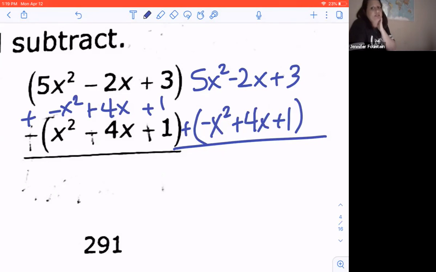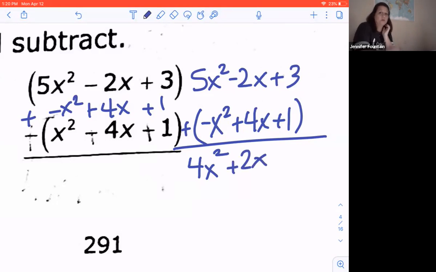All right, so on this one, the first thing I had to do was 5x squared plus negative x squared. This is the same as saying 5x squared plus a negative 1x squared, and 5 plus a negative 1 is a positive 4x squared. Now, my next one, I have negative 2 plus a positive 4. So negative 2 plus 4, the sign of the larger is positive. The difference is 2. My variable is x. And then my last term, 3 plus 1, is a positive 4. So 4x squared plus 2x plus 4. Everybody do okay? Let's do the last one.